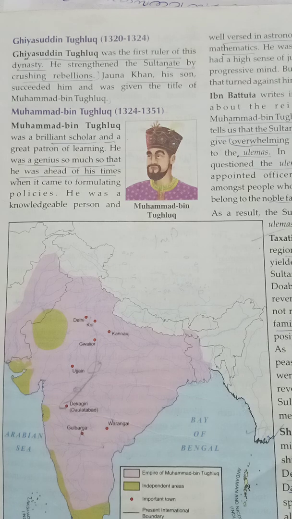It is important to remember that a large part of the subcontinent remained outside the control of the Delhi Sultans. It was difficult to control distant provinces like Bengal from Delhi, and soon after annexing southern India, the entire region became independent. So these were some of the difficulties that the Sultans faced.